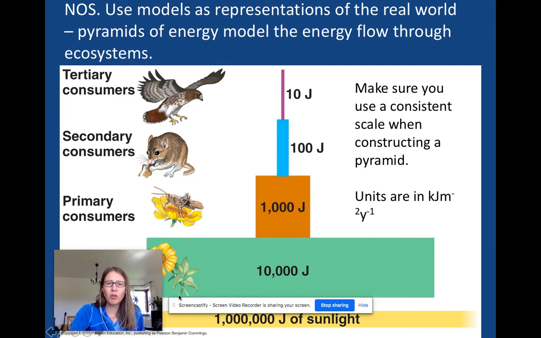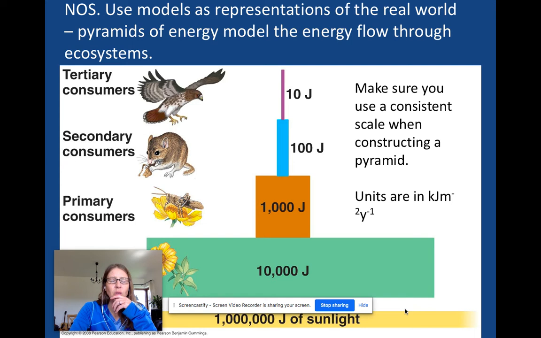And so if you were to ever draw one, make sure you're pretty consistent with your scale. So you want to make each level about 1/10 smaller than all of the others. Your unit should be in kilojoules per meter squared per year. I realize that's not the case in my example here, but essentially what you're looking at with energy, if we're looking at the productivity, is how much energy is produced in 1 square meter of that ecosystem in 1 year. Okay, so it's a flow of energy going through that ecosystem.